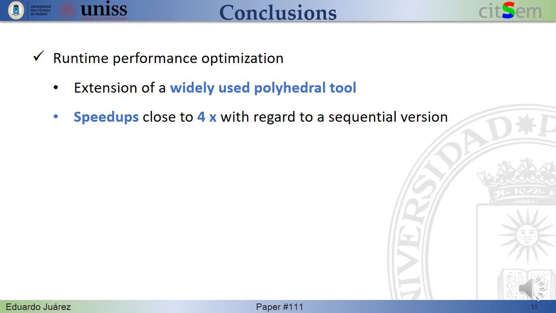With regard to the runtime performance optimization, the runtime manager of a widely used polyhedral tool has been extended to evaluate several optimizing transformations and choose the best one depending on the application context. The results obtained show that the largest speedups are reached when combining the optimization potential of Dataflow and polyhedral tools, with speedups close to 4 times when compared to the sequential version.